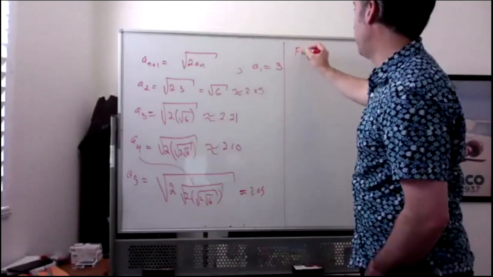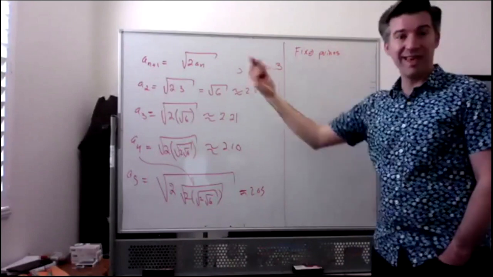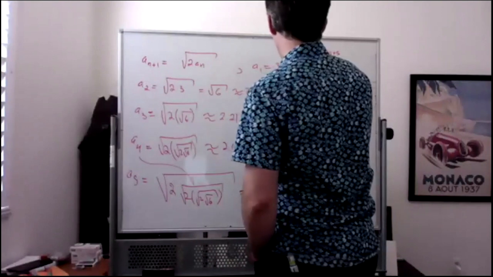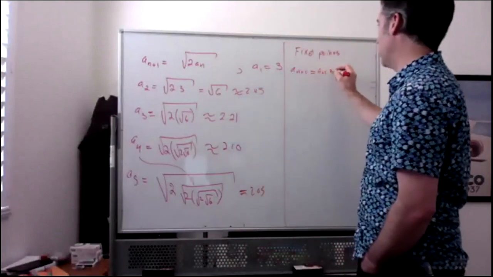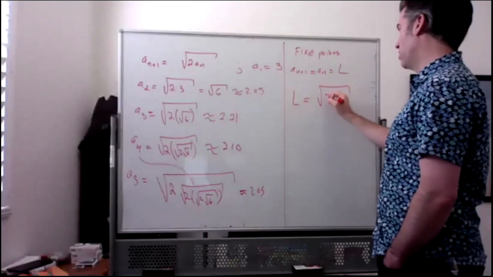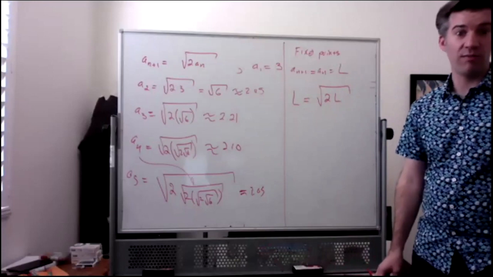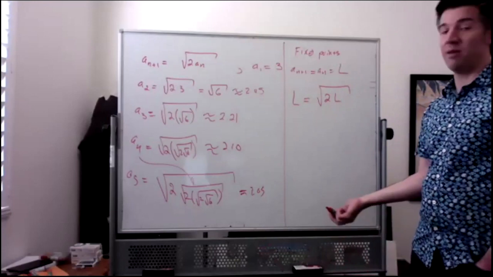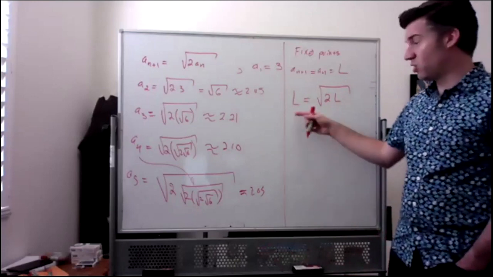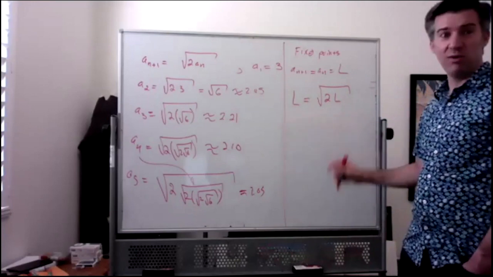So again, to find the fixed points, we just set all the a sub whatever equal to L. So replace a sub n plus 1 and a sub n with L. So I've got L equal to the square root of 2L. And then I want to solve for L. So let me ask you guys, without even doing any work, is 2 a solution here? If you plug in 2 for L, are these sides equal?